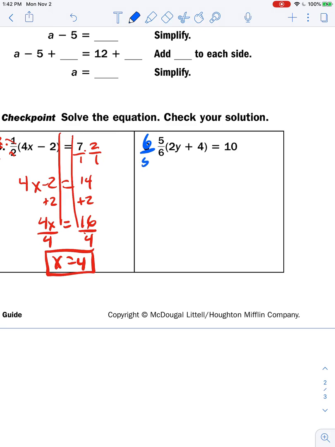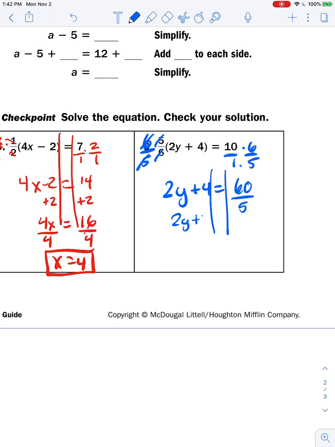Same thing here. To get rid of a 5 over 6, I'm going to use a 6 over 5, and I'm going to put the 10 over 1, so it'll be easier. 5's on the top and bottom cancel, 6's on the top and bottom cancel, so I get 2y plus 4 equals, and then 10 times 6 is 60, on the bottom 1 times 5 is 5. So that will reduce to 12 using your calculator, and now you can just go on your merry way doing the problem the way that we have been doing it. Divide out the 2, and y equals 4.